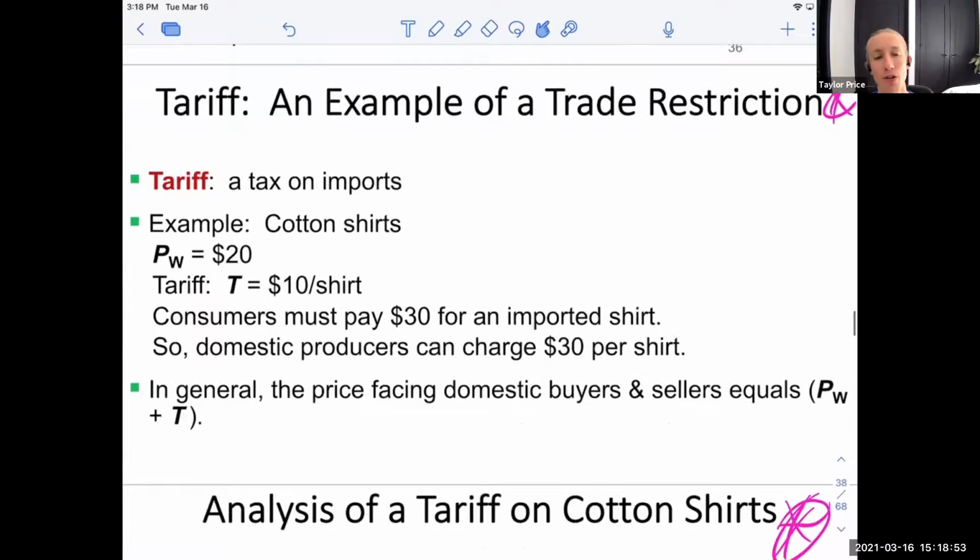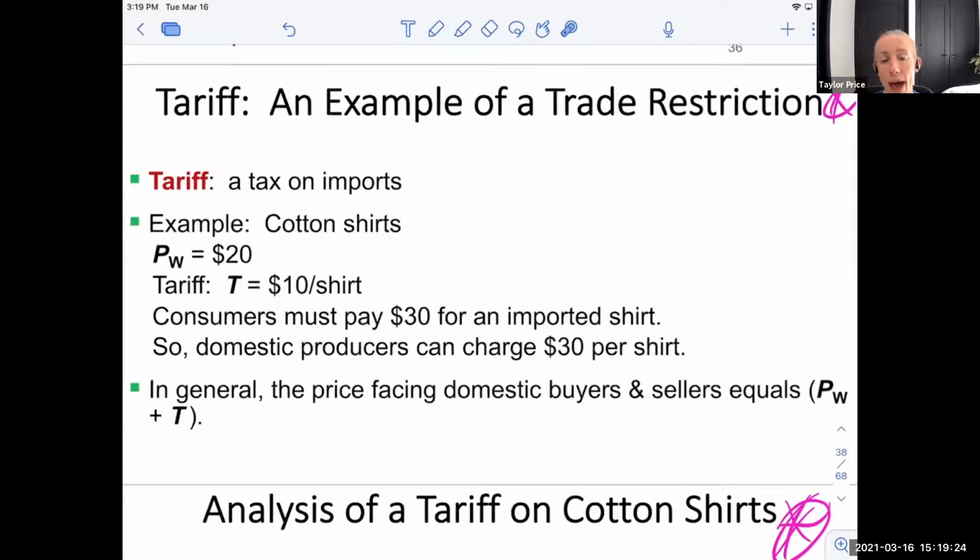So now let's talk about tariffs. Tariffs are basically just a tax on imported goods. So if we're thinking about an example, let's say that the world price for cotton shirts here is $20 and the government levies a tariff of $10. So now consumers in this market are going to have to pay $30 for an imported shirt.